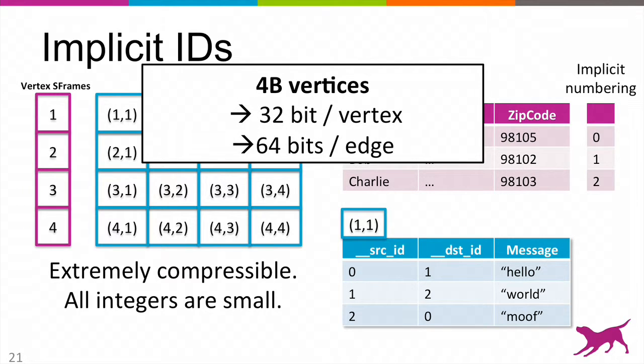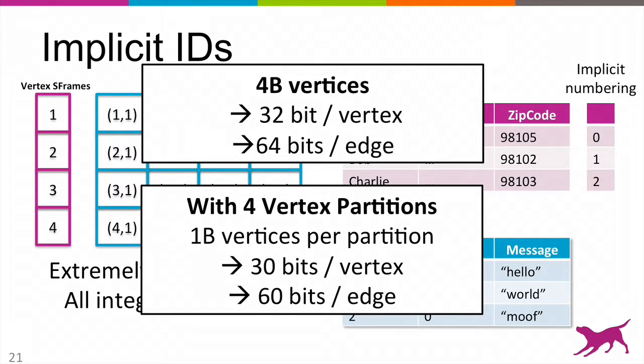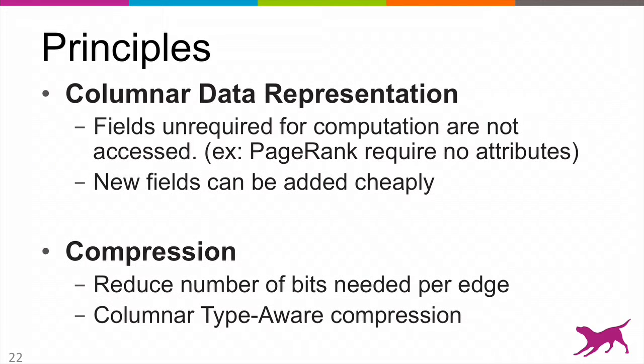And also the partitioning helps a lot here. So if you think about it, say we have 4 billion vertices, that's a minimum of about 32 bits per vertex, right? And maybe 64 bits per edge, ignoring compression. But because we partitioned into 4 shards, each shard maybe only has, say, 1 billion vertices per partition. And so within each shard, we can save 2 bits for each vertex ID. Okay, so this is kind of the basic principles of this representation.